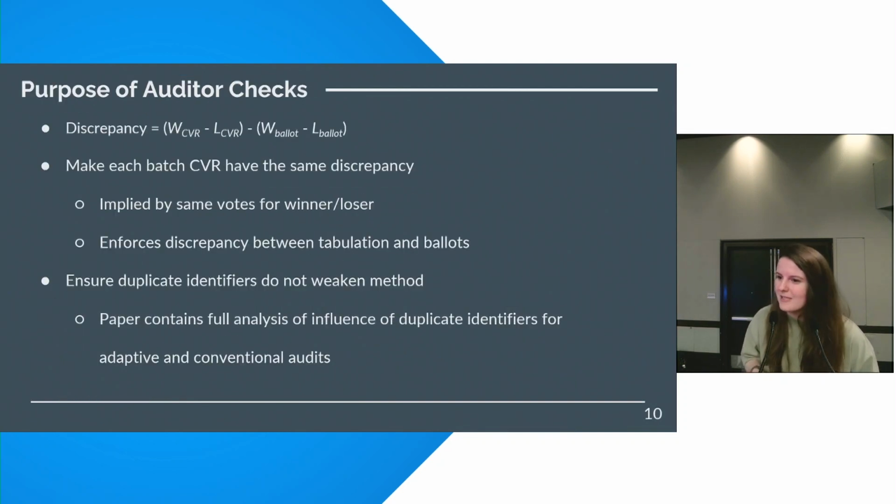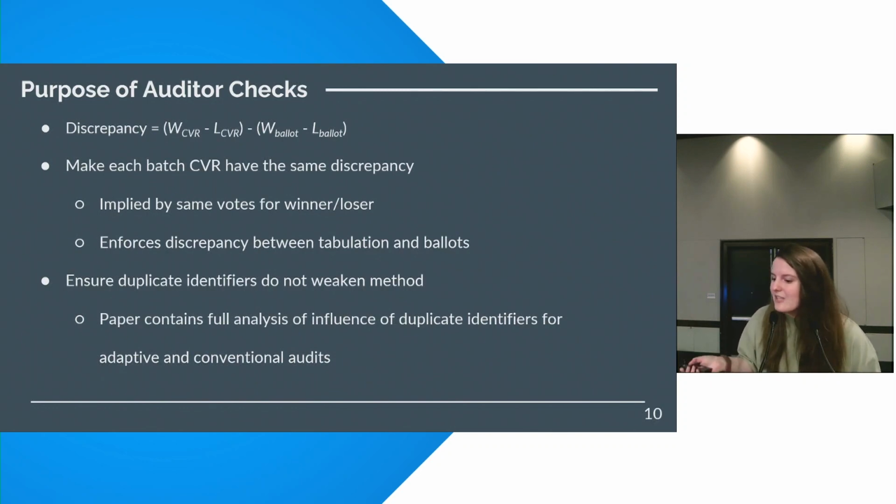So, what's the purpose of those CVR checks I mentioned? Real fast, the definition of discrepancy, which I'll be talking about, is the difference between the vote as interpreted by the machine versus on the actual ballot. So, a discrepancy of 0 means that the CVR or machine shows a vote for, say, the winner, and the ballot shows a vote for the winner. Same for the loser.